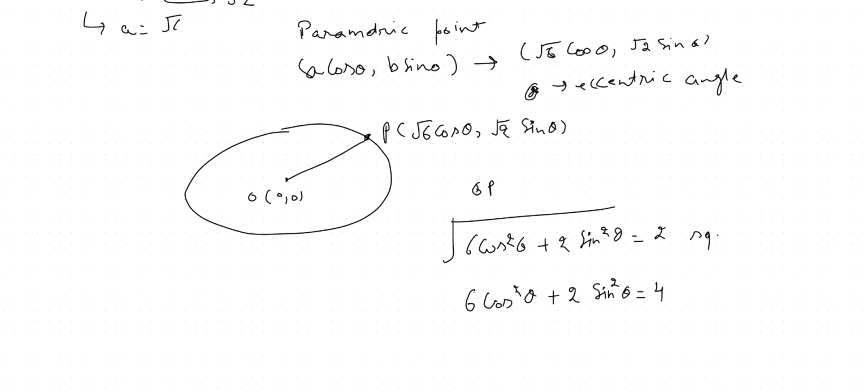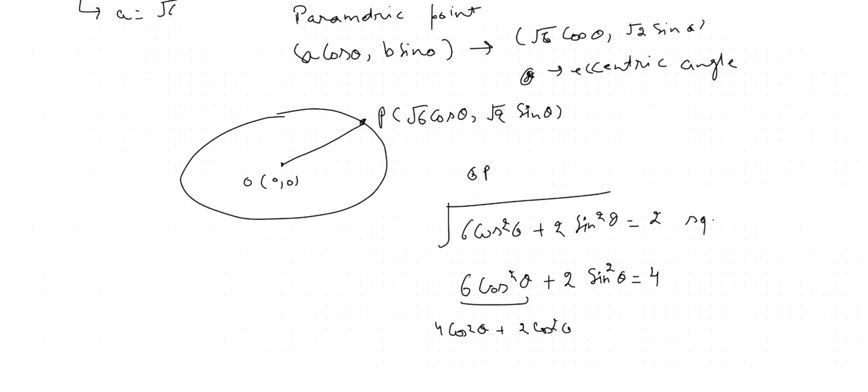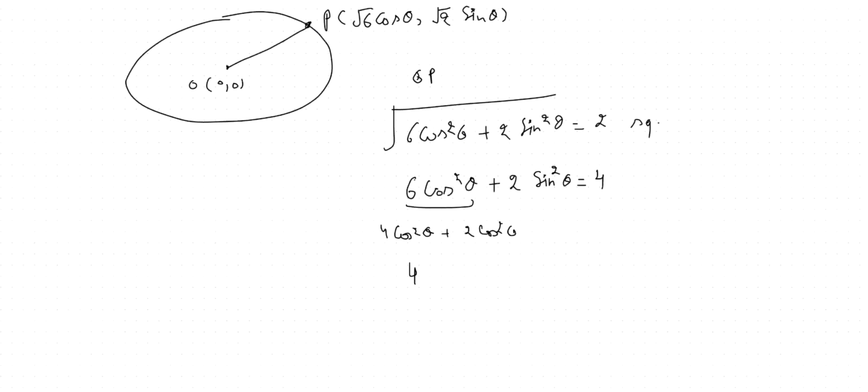So this 6 cos square theta can be written as 4 cos square theta plus 2 cos square theta, and 2 cos square theta plus 2 sin square theta will give you 2. So we have 4 cos square theta plus 2 is equal to 4, or 4 cos square theta is equal to 2, or cos square theta is equal to 1 by 2.